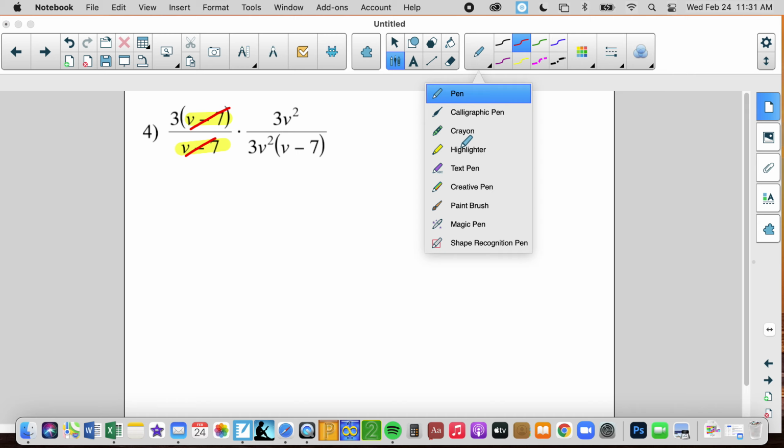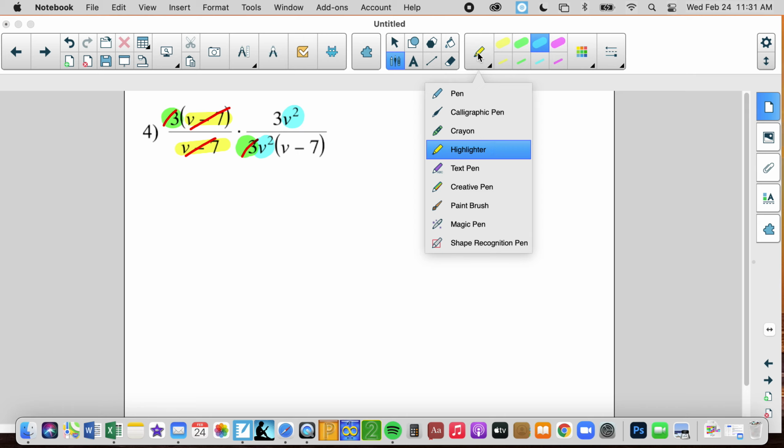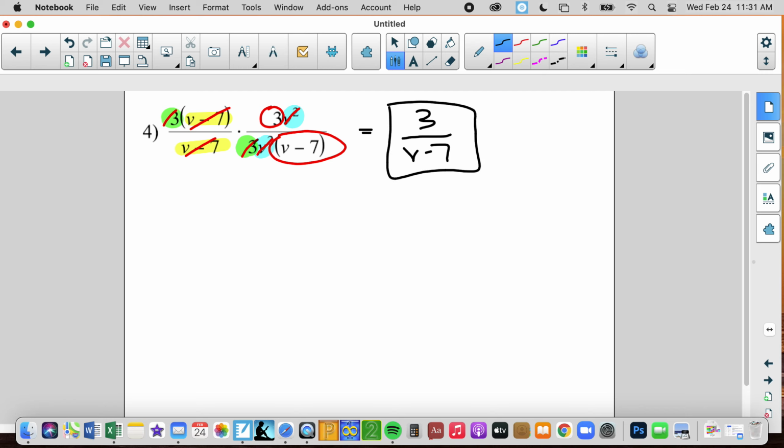I see I have a 3 in the numerator and a 3 in the denominator. I'm going to cancel that with that. I see that I have a v squared in the denominator and I'm matching v squared in the numerator. So those will cancel. Now I'm left with a 3, nothing to cancel with in the denominator, and in the numerator I have a v minus 7 and there's nothing to cancel. So my answer is going to be 3 over v minus 7.